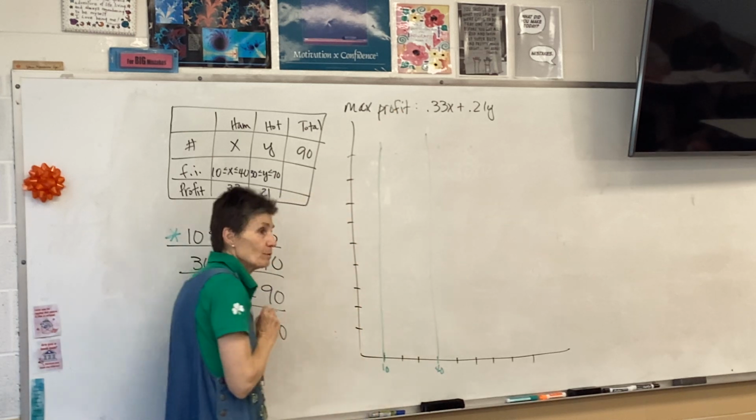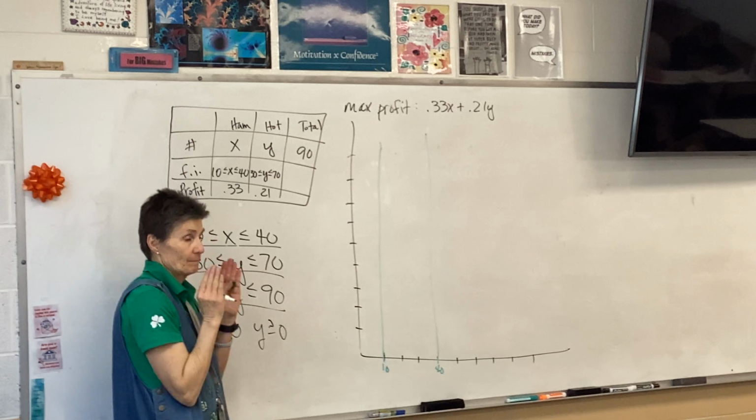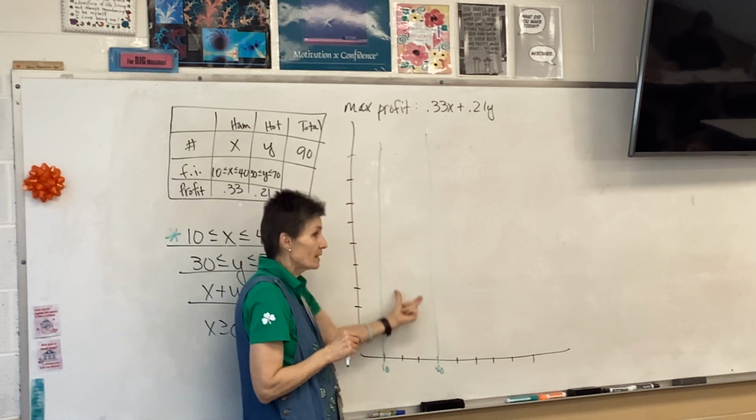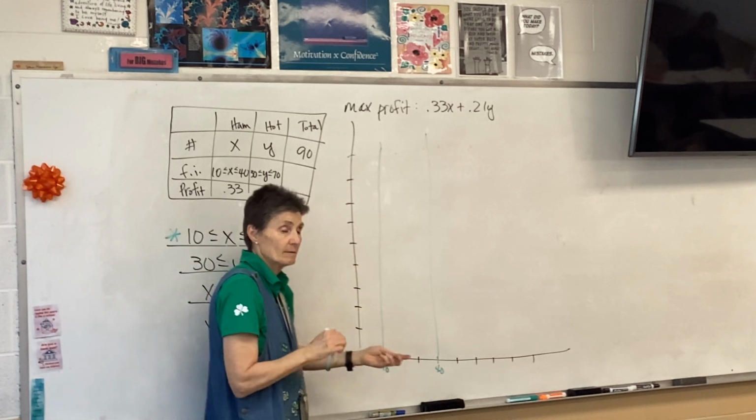And where is that green shaded? In the middle. In between 10 and 40. So this is shaded right here.